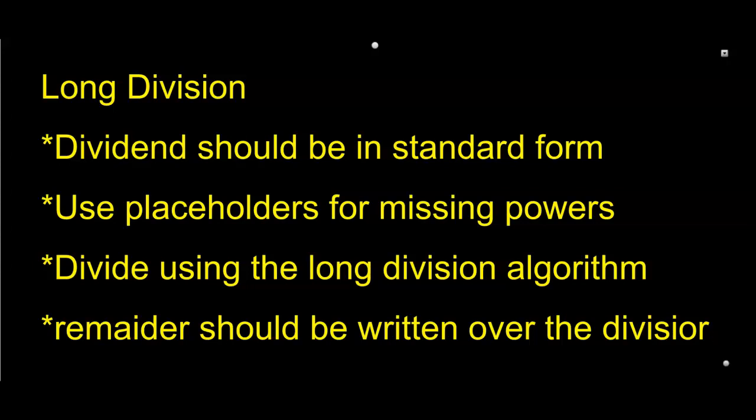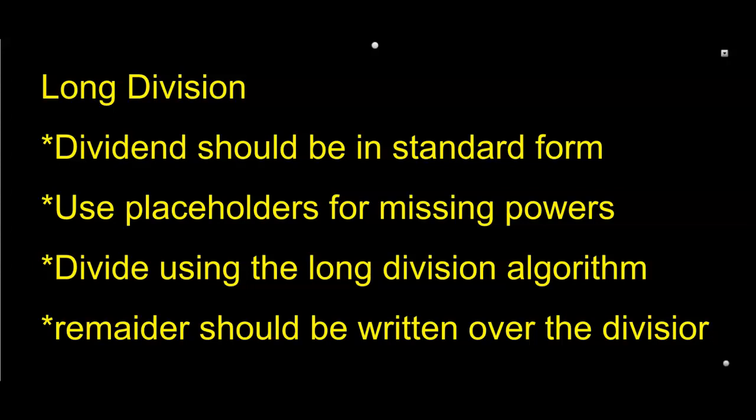First, you want to make sure that your dividend is in standard form. Standard form means that the variable with the highest exponent is first, and then they go in descending order. So if it starts with an x cubed, it should go x squared next, x to the first power, and then your constant. Also, you want to make sure that you are not missing any powers of x. If you are, you're going to use placeholders for that.